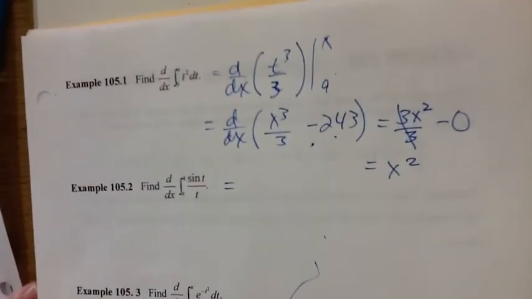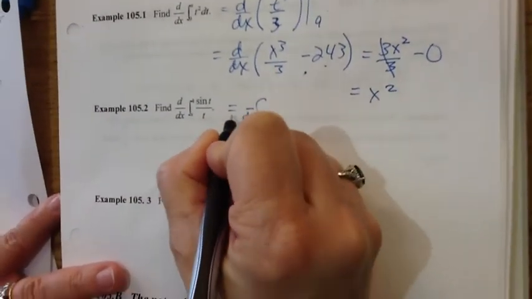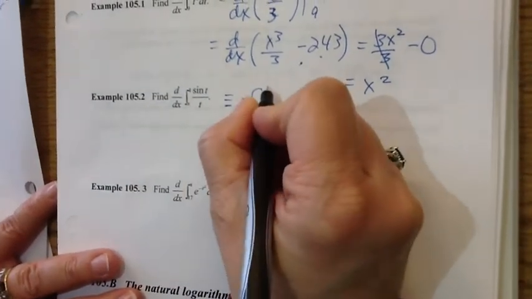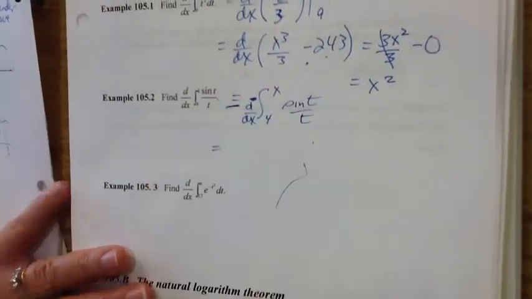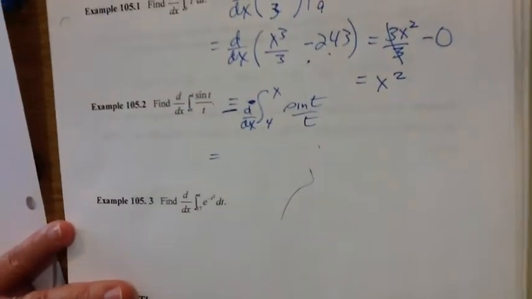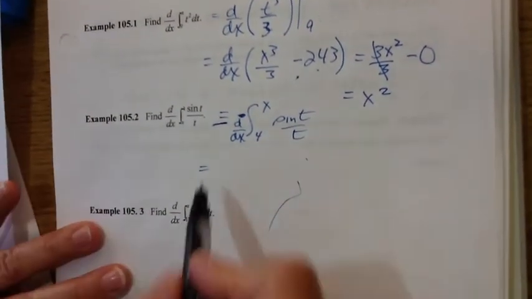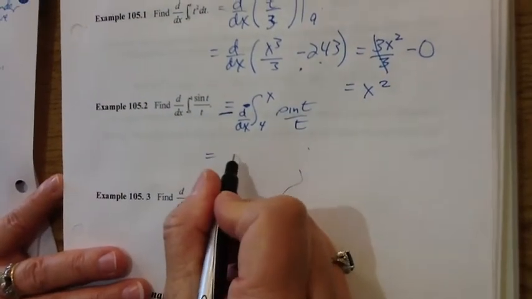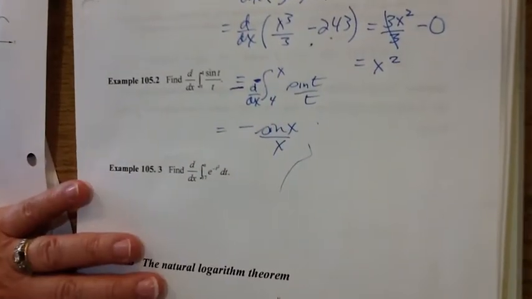What's different about this one? It's got x at the bottom. So what we're going to do is say the negative of the derivative with respect to x of the integral from 4 to x of sine t over t. This is a negative. Why? Because if we switch these limits, what do you do with the integral? Put a negative in front. So what would my answer be? Negative sine x over x.